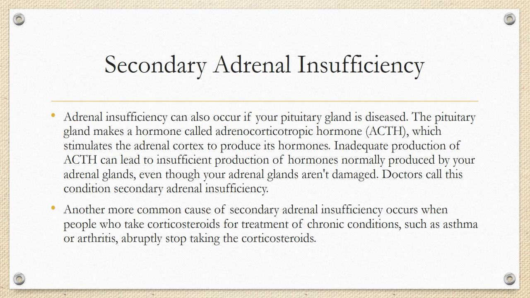Secondary adrenal insufficiency can occur if the pituitary gland is diseased. The pituitary gland makes a hormone called adrenocorticotropic hormone, also known as ACTH, which stimulates the adrenal cortex to produce its hormones. Inadequate production of ACTH can lead to insufficient production of hormones normally produced by your adrenal glands, even though your adrenal glands aren't damaged. Doctors call this condition secondary adrenal insufficiency. Another more common cause occurs when people take too many corticosteroids for treatment of chronic conditions such as asthma or arthritis, and then abruptly stop taking the corticosteroids.